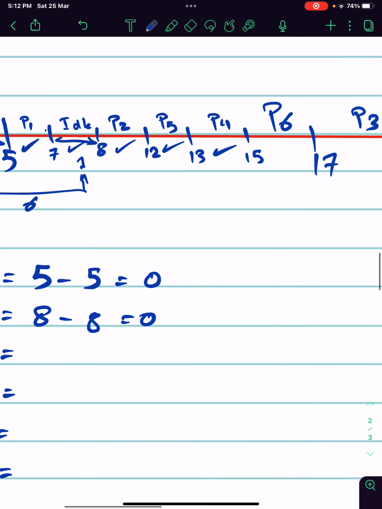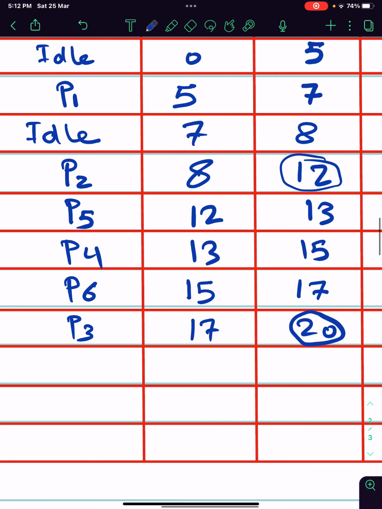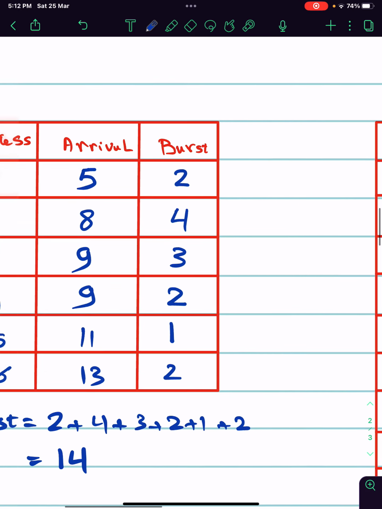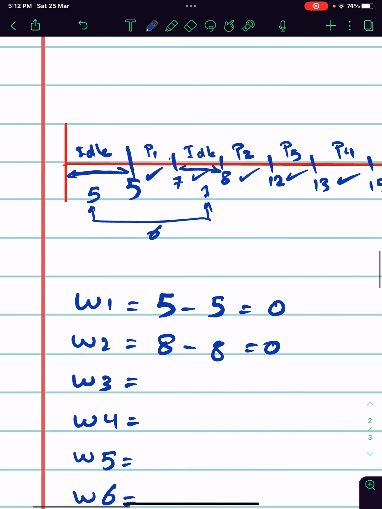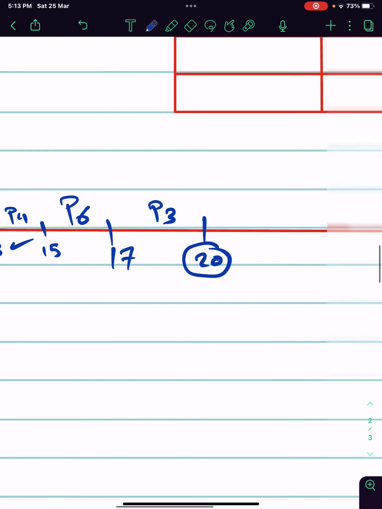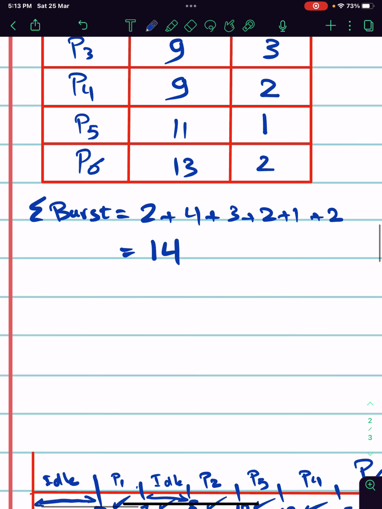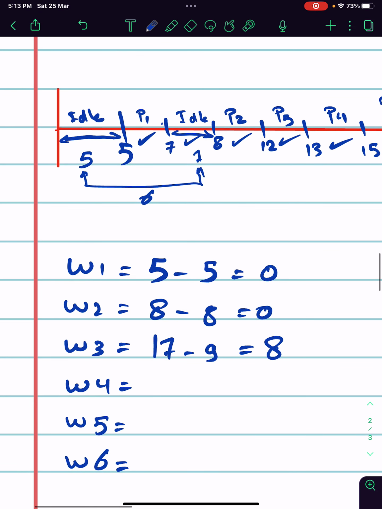Waiting time 3 is for P3. Let's see, P3 started at time 17 and arrived at time 9. So this is going to be 17 minus 9. This would be 8. P4 started at time 13, as you can see, and arrived at time 9. So it's going to be 13 minus 9. This is going to be a 0. Oh, sorry, 4. This is going to be a 4 here.